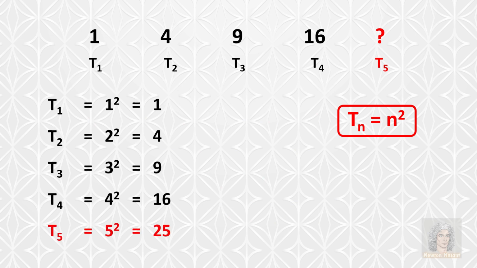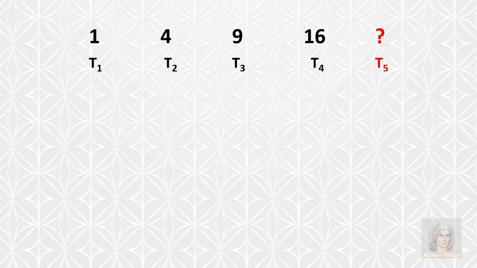We plug in the values 1, 2, 3, and 4 for n, and we derive t1, t2, t3, and t4 as 1, 4, 9, and 16. So t5 would be 5 squared, which is 25, hence the nth term being n squared makes sense. Okay, now comes the grand revelation.